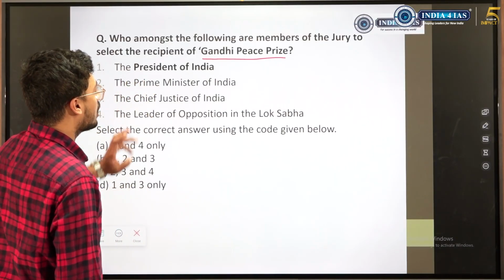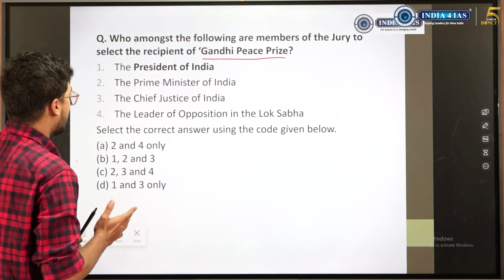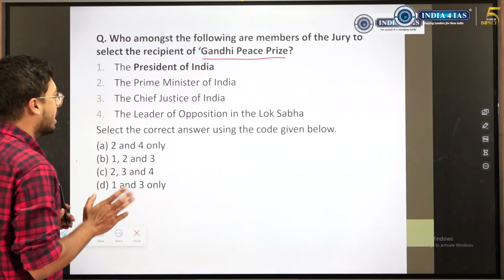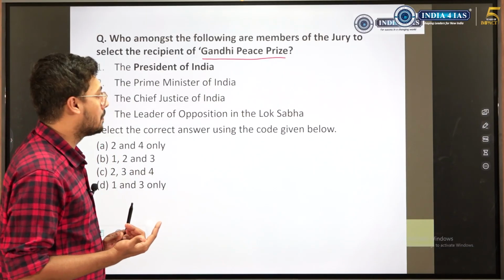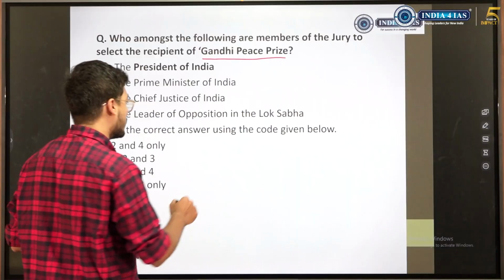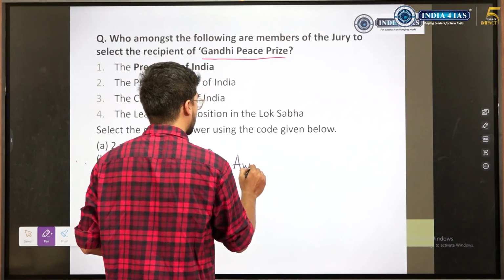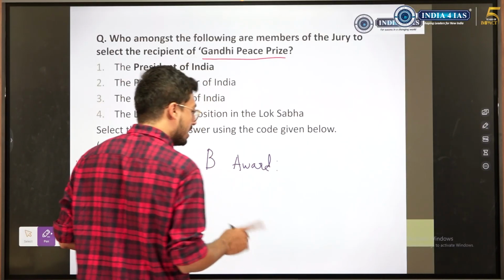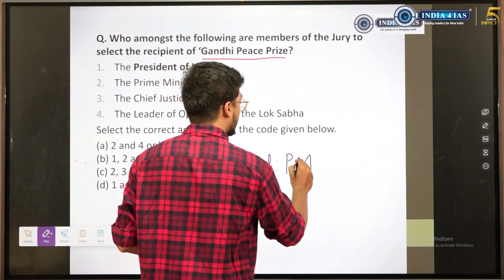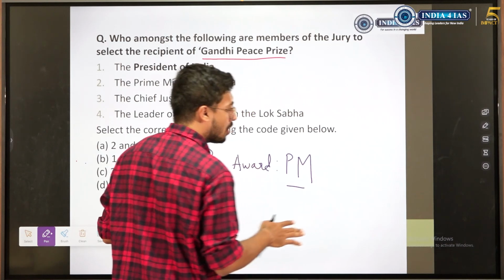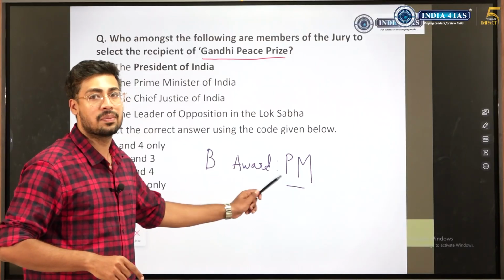We look at this. Who among the following are members of the jury to select the recipient of the Gandhi Peace Prize? If we do not know this, it was better left. But if we have to take guesswork, what could we have done? Have we discussed the Bharat Ratna Award? Yes, we have. So what did I tell there? I said that for the Bharat Ratna Award, it is the Prime Minister who will tell for whom it should be given, and he will tell the President because it is the President who will give. But who is the jury while deciding it? I said it is the Prime Minister.